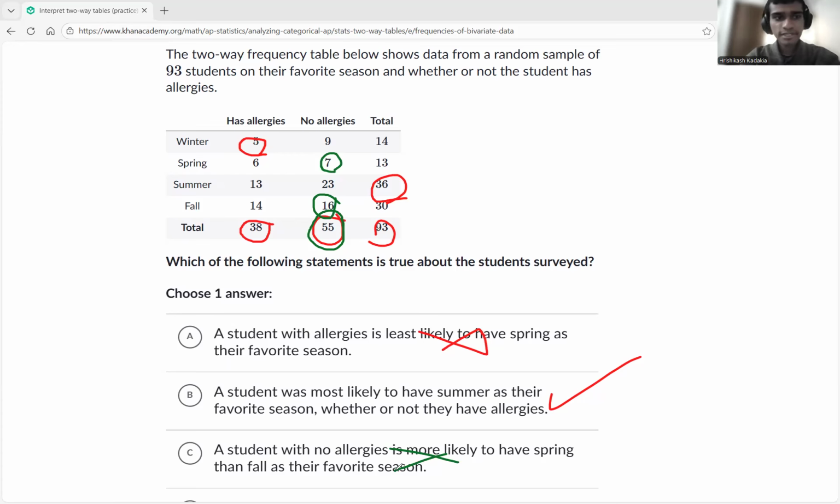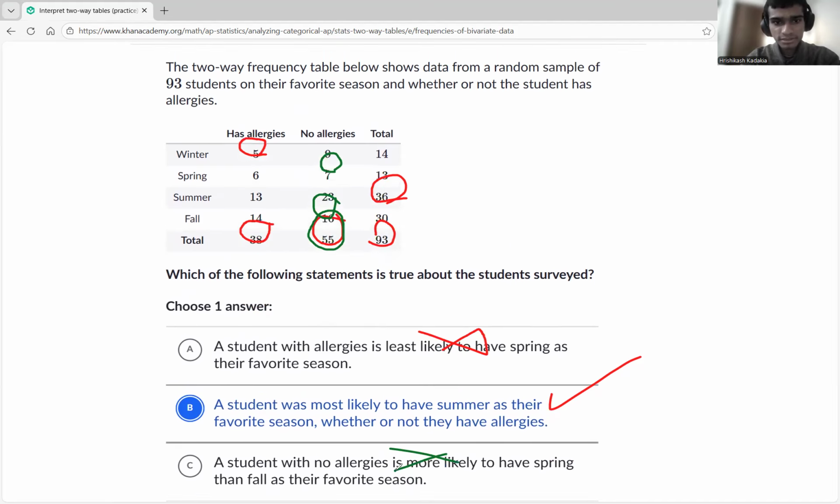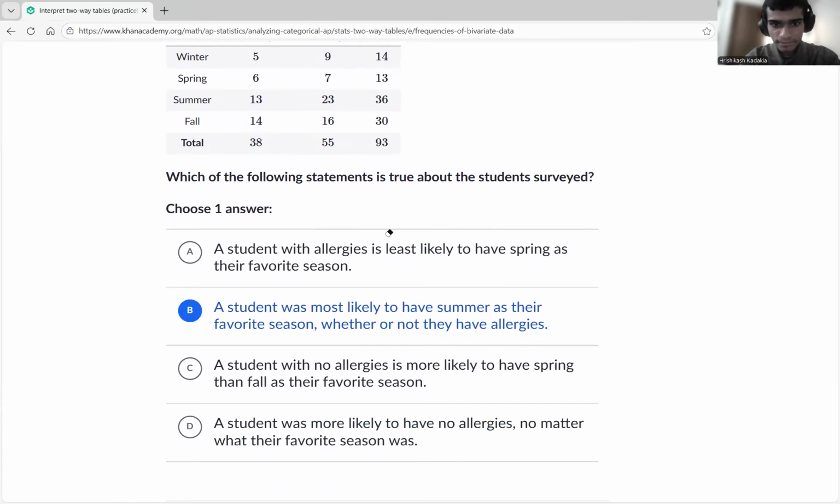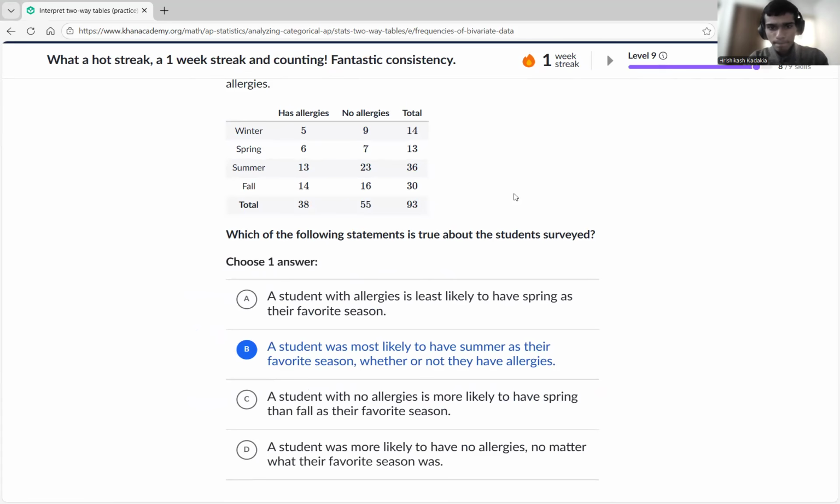If we take a look at option D, B is the correct one, but D says a student is more likely to have no allergies, no matter what the favorite season was. Yeah, more likely to have no allergies. This one also makes sense. D also makes sense. But here, based on this one, what we want to conclude is a student was most likely to have summer. I think B and D should be the options here.